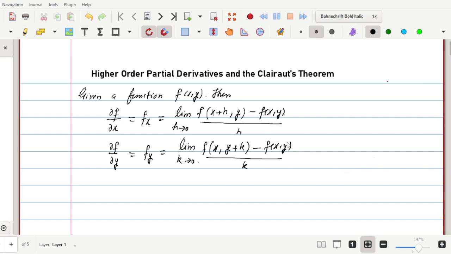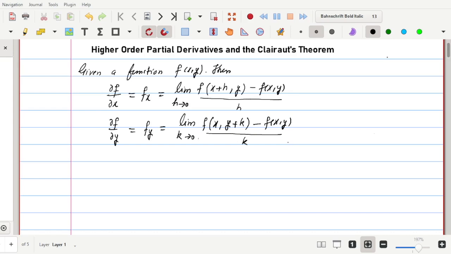Now obviously the higher order partial derivatives will be defined by taking the derivatives of these derivatives. When we take a derivative of f with respect to x, we get a function of x and y, and we can take the partial derivative of this function with respect to x as well as with respect to y. Similarly, when we calculate fy, which is again a function of x and y, we can take a partial derivative with respect to x as well as with respect to y. In this way, we obtain four partial derivatives of f. They are called the second order partial derivatives, and we define them as follows.